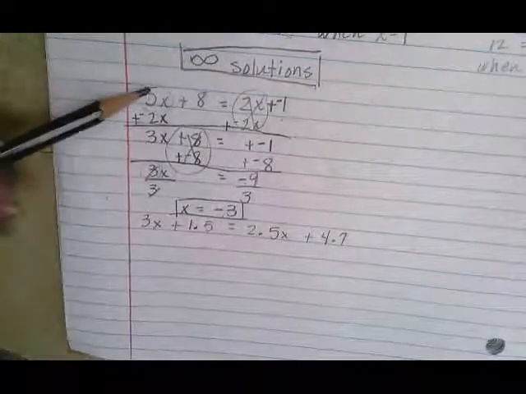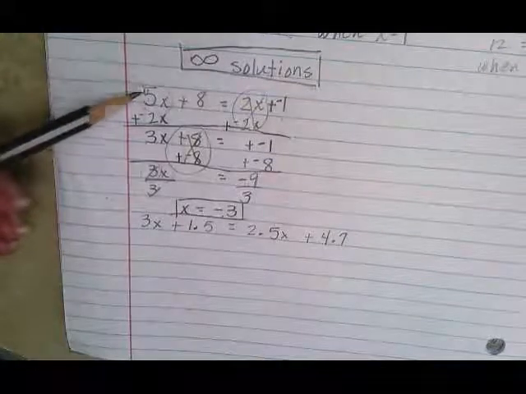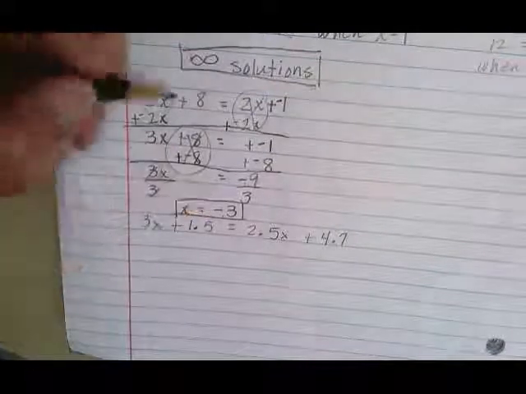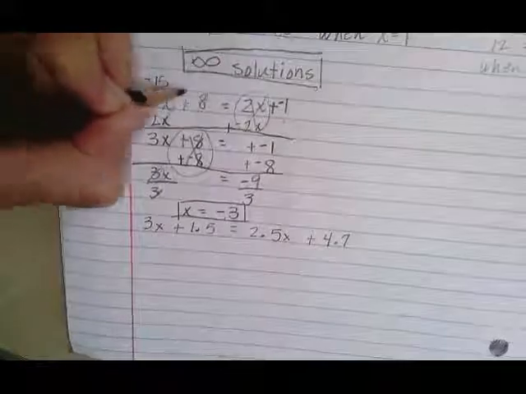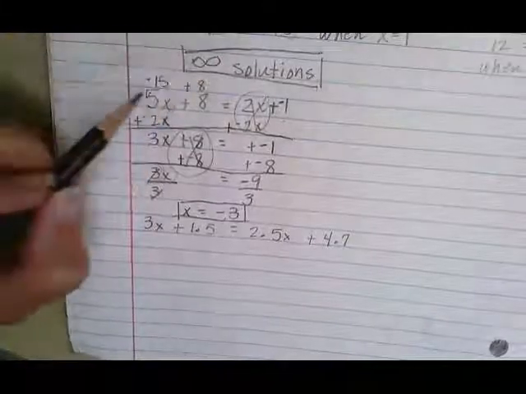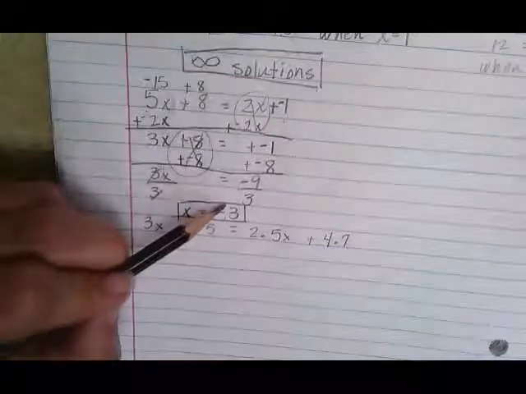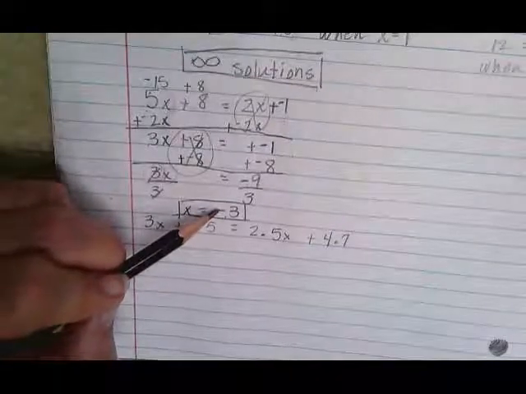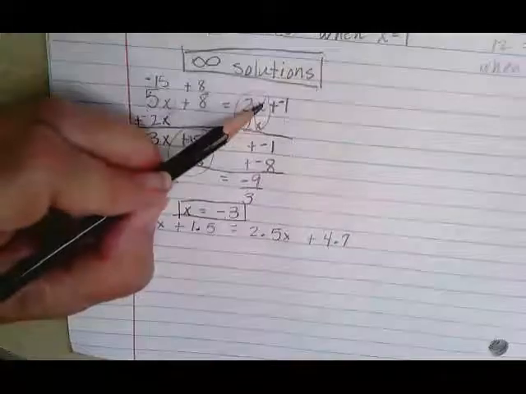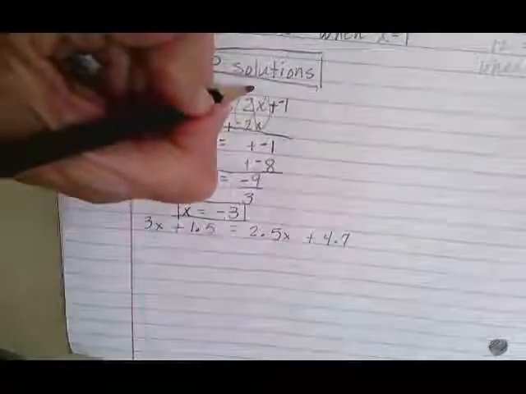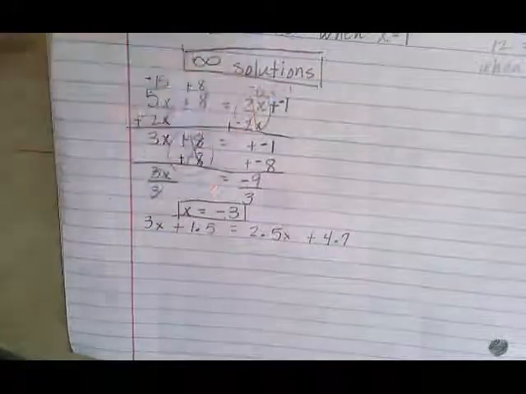And if I go back up into my original equation and check it, 5 times negative 3 is negative 15 plus 8. That would give me negative 7 on the left-hand side. And when I put in negative 3 for 2x, I would get negative 6 plus negative 1.